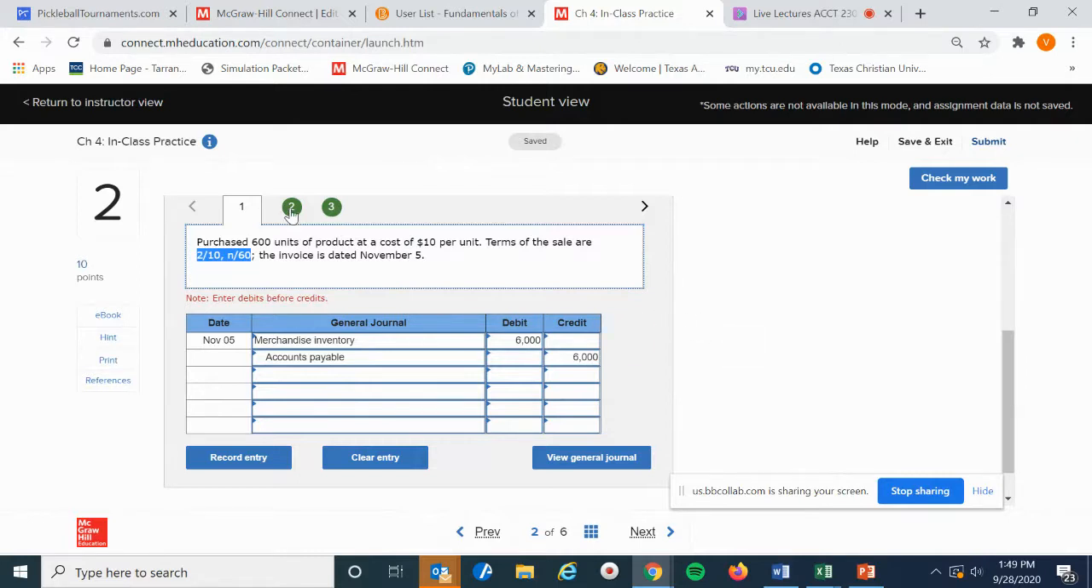Yes, and for the next one, because they're connected, right? Of course they're connected. So the first one is the purchase, the second one is the return. See how I'm going to click on the first one again. They buy 600 units of product. In number 2, they return 25 units. Those 25 units are still $10 each. So $250 will be taken out of inventory.